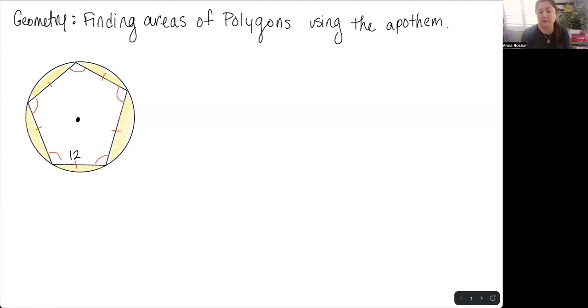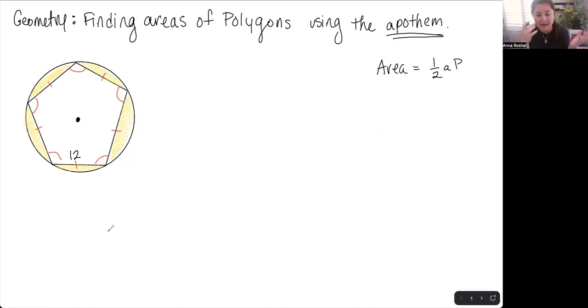One of the other things we need to remember is that whenever we're looking for the area of a polygon using the apothem, the area is always going to be 1/2 times the apothem times the perimeter of the entire shape, right? For example, in this image on the screen, our goal is to find the area of the shaded region.